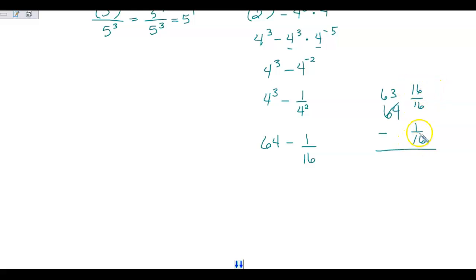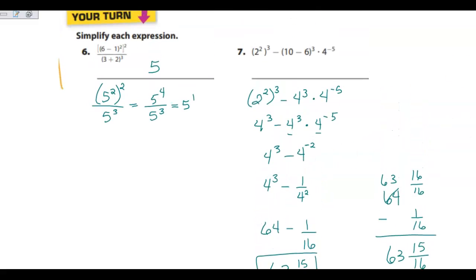So 16 minus 1 is 15, and my denominator still remains 16, and I bring down my 63. So my solution to number 7 is 63 and 15/16. So 63 and 15/16 is my answer for number 7.